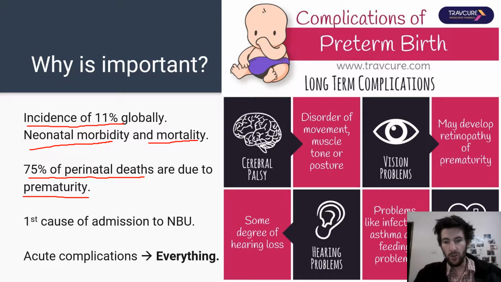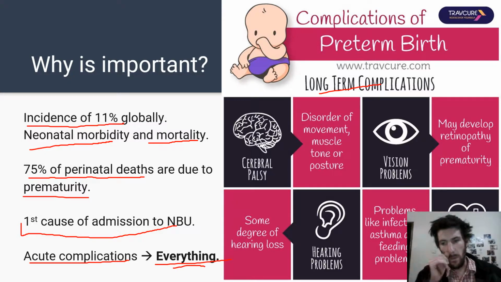So we need to manage these topics very well because it's going to be very common for us to see these patients, and with good treatment we can save lives. And not one life in a year, no, a lot of lives, every day. So it's very important to manage these topics well. It's the first cause of admission to the NBU and has acute complications. Here in the picture we see chronic and long-term complications, but there are also acute complications in every part of the baby. So anything can happen to the baby.